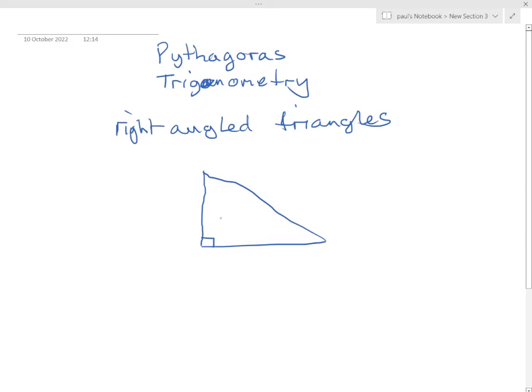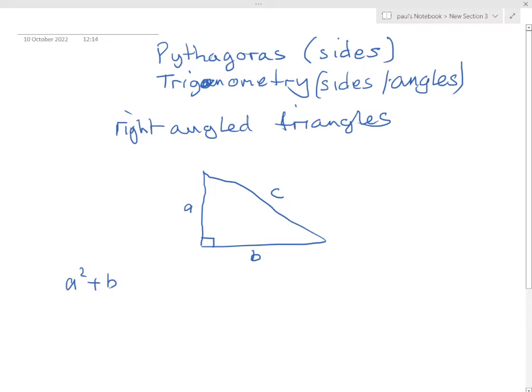Now, Pythagoras is used to find sides. Yeah, trigonometry is used to find sides and or angles. There's a difference. Now these appear in both higher and foundation, so don't worry. It only works with right angled triangles. So I'm going to do A, B, and C. And for Pythagoras, we have this formula: a squared plus b squared equals c squared.